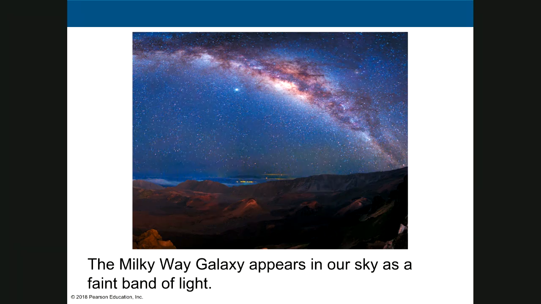On a really clear night, the Milky Way galaxy appears in our sky as a faint band of light, all right? And it's faint because there's so much dust in between the stars that visible light gets mostly scattered, all right? And if visible light gets scattered, we can't see it. So you'll notice it looks a bit like spilt milk, hence the name.